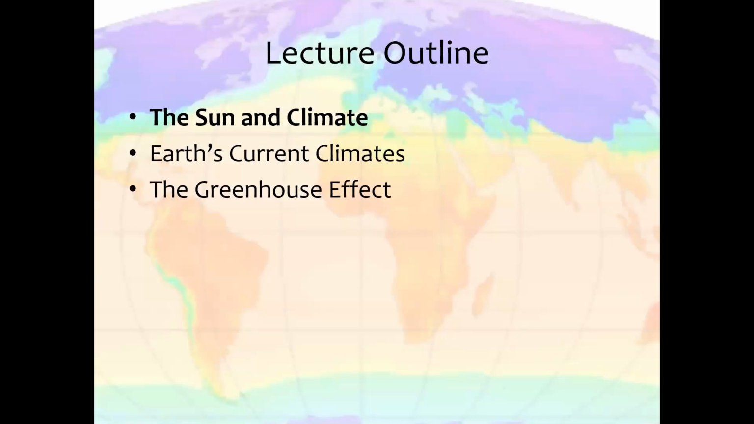So we'll break this up into three sub-lectures. First, we'll talk about the sun and climate. Then we will change and look at Earth's current climates, and then we will end with the discussion of the greenhouse effect in general.